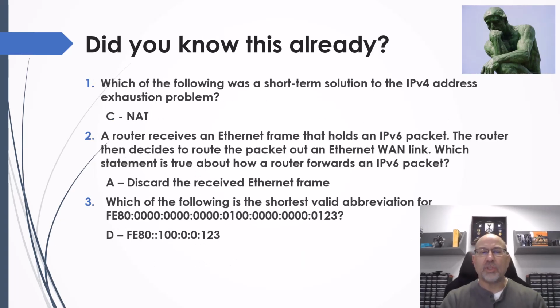Okay, did you know this already? Which of the following was a short-term solution to the IPv4 address exhaustion problem? Well, we know the answer there. CIDR was one of them, but in this particular question, the answer was C, network address translation.